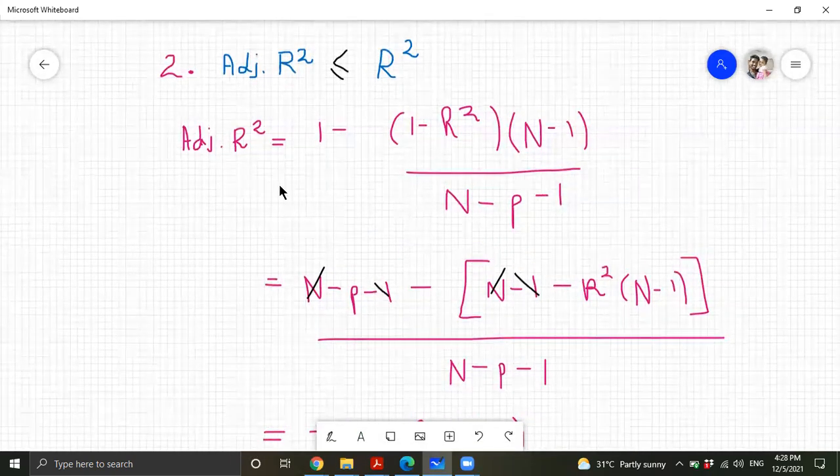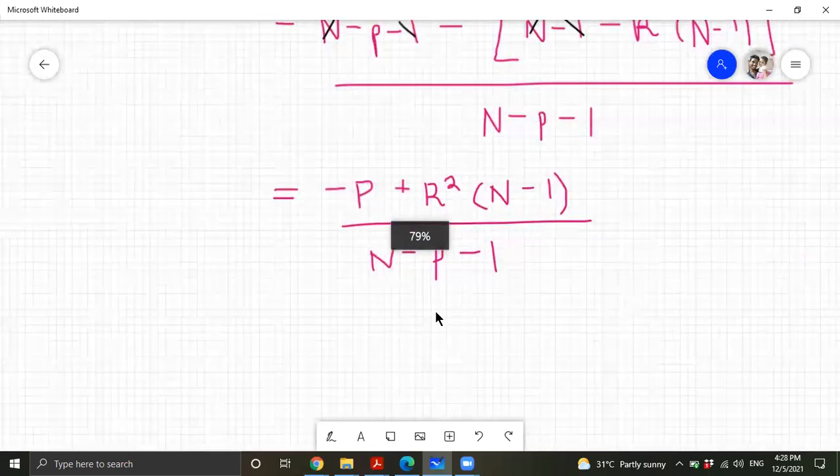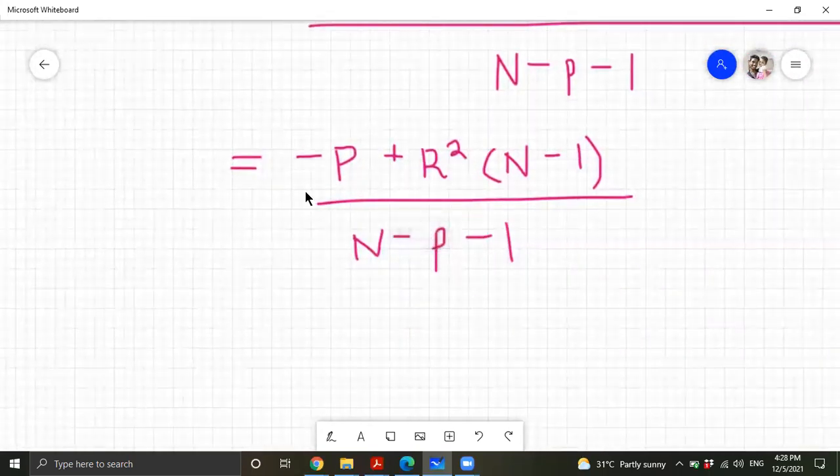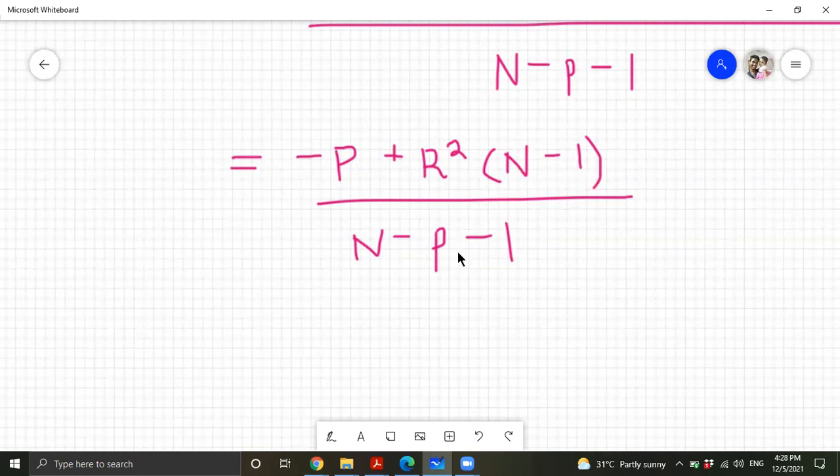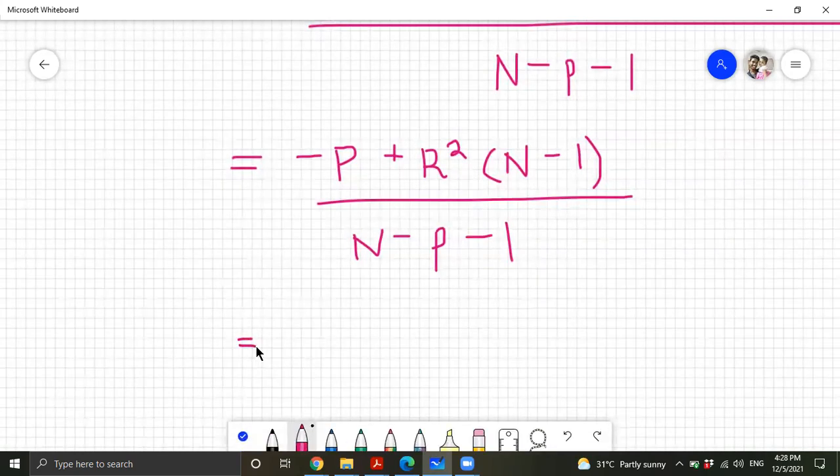Here it's completed in two terms, and here also a multiplication. But you can observe here there's n minus p minus 1 and here n minus 1. What if it makes n minus p minus 1? That will make it only an r squared term. That way we can compare the adjusted r squared and r squared. So for that, I'm going to add minus p here, right? Only add minus p.